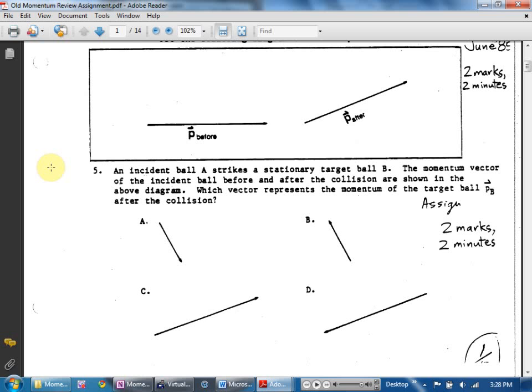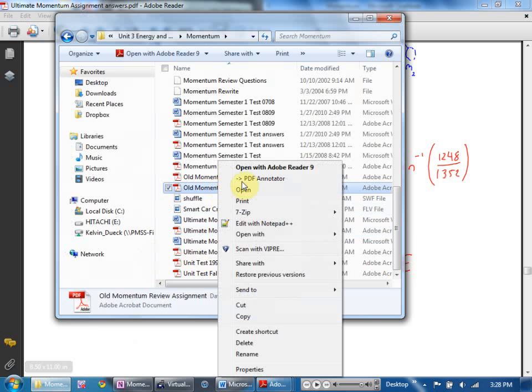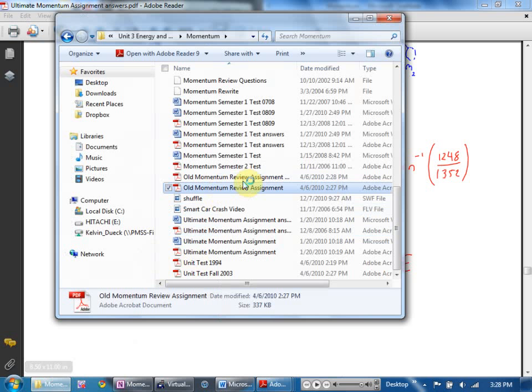Let's see. The momentum vector of the incident ball, so that means the first moving one. So I think I need to visualize this. I need to draw this just a little bit. So I'm going to close it in this program and open this up in PDF Annotator so I can write on this file.